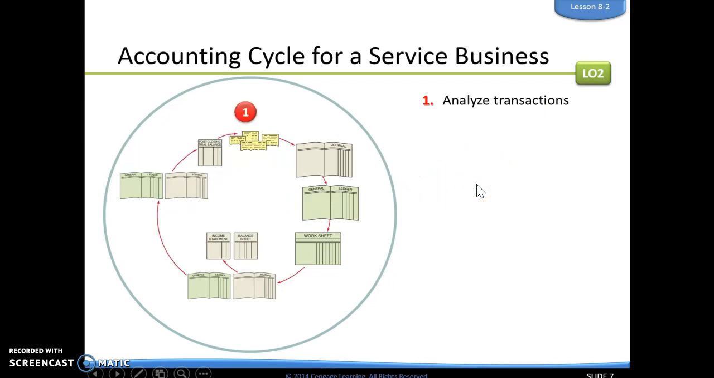So our first step is that we are going to analyze transactions. This little picture here is looking at source documents. It's supposed to be an example of source documents. So analyzing those transactions, we're going to look at all of our source documents and figure out what happened with the accounting in the business. Step number 2, we're then going to take those transactions and journalize them into a journal. Step number 3, after we've journalized transactions, we are then going to post those transactions from the journal into our general ledger.